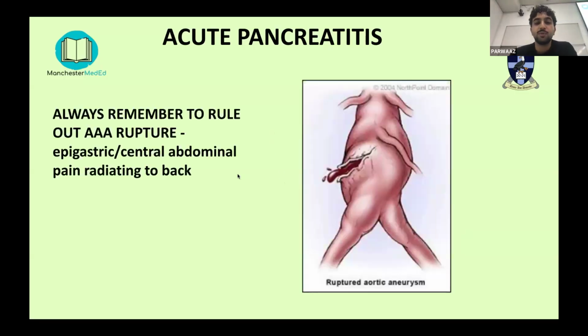The most important thing to remember with epigastric or central abdominal pain going to the back is always triple A rupture. Okay. And if you guys have done any vascular surgery, you understand that this is genuinely one of the biggest emergencies in medicine. So in an OSCE setting, you should always say rule out a triple A rupture because this will present very similar to pancreatitis. This usually presents with severe pain going to the back and hemodynamic instability, which pancreatitis can present with as well. So always rule it out, be it with ultrasound or CT scan as well. Okay.